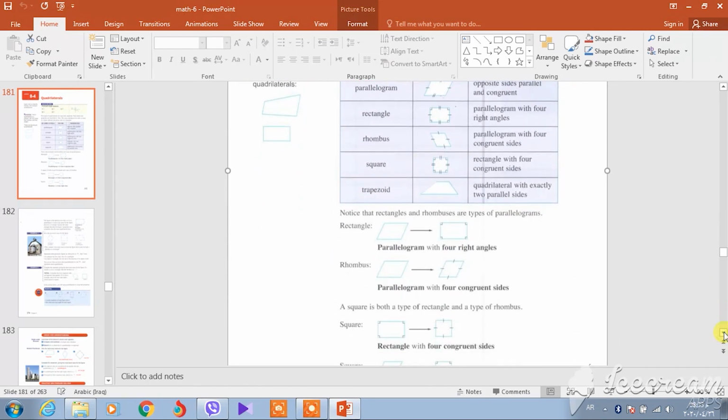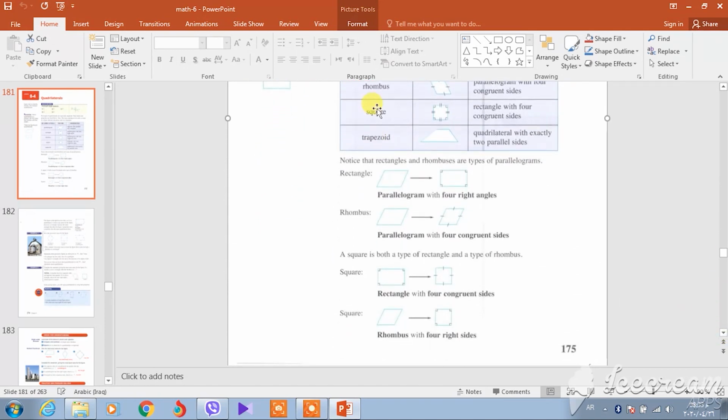Okay, we have some notes, students. Note that rectangle and rhombus are types of parallelogram. If you look at this parallelogram, with four right angles it changes to a rectangle. Look, if a parallelogram has four right angles, we have the rectangle. If you look at the parallelogram with four congruent sides, it changes to a rhombus.